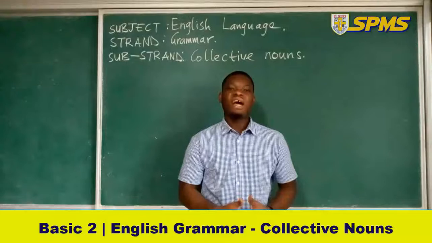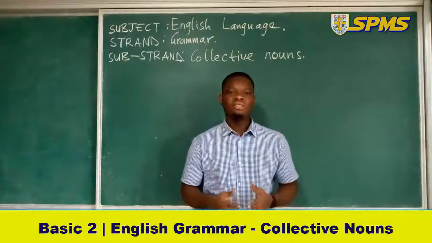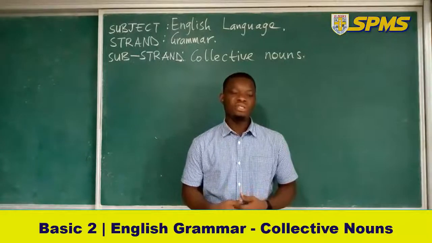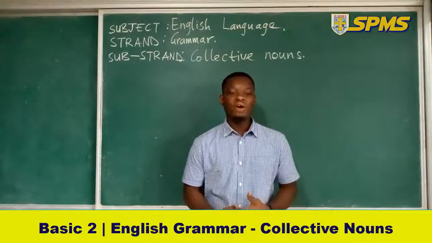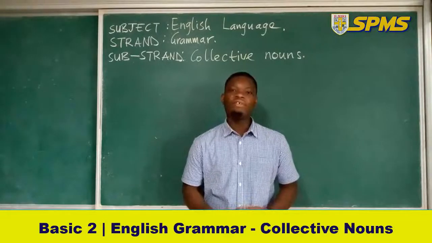Children, I do believe you've enjoyed our lesson for today. So I have a short assignment for you here. I want you to grab your jotters and then do this assignment for me. Write down 15 collective nouns, 5 for people, 5 for animals, and 5 for things.